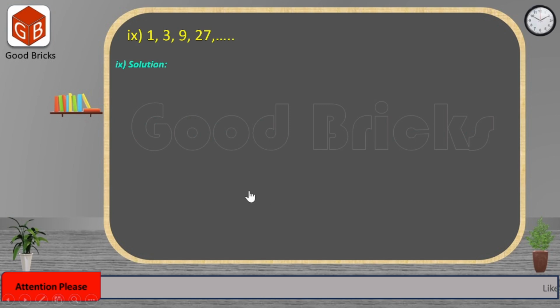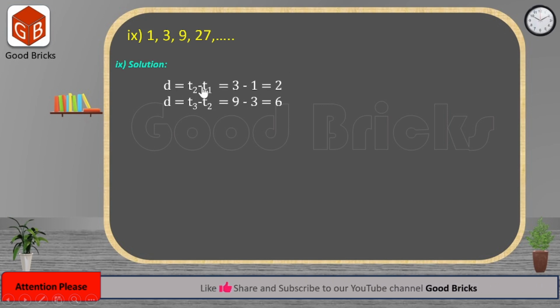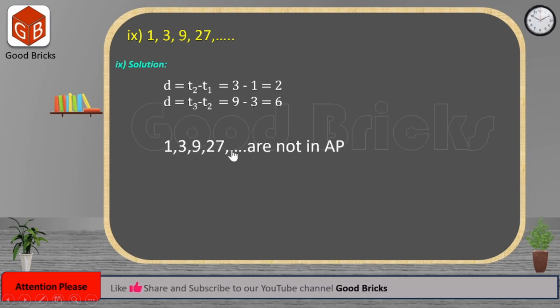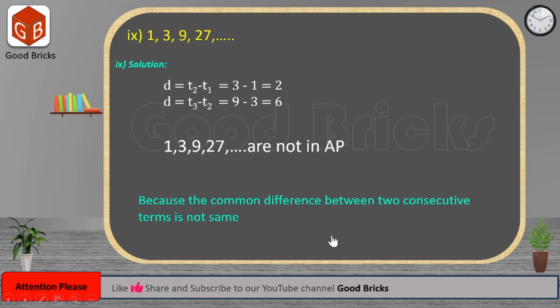Let us now solve the ninth bit. Here this is the given series, and let us try to find the difference between consecutive terms. Term 2 minus term 1 is 2, term 3 minus term 2 is 6. So 2 is not 6. That is the reason this particular series does not have a common difference, and it cannot form an arithmetic progression because there is no common difference, and that is what we have written here. Because this series is not in arithmetic progression, it is not required to find the next 3 terms.